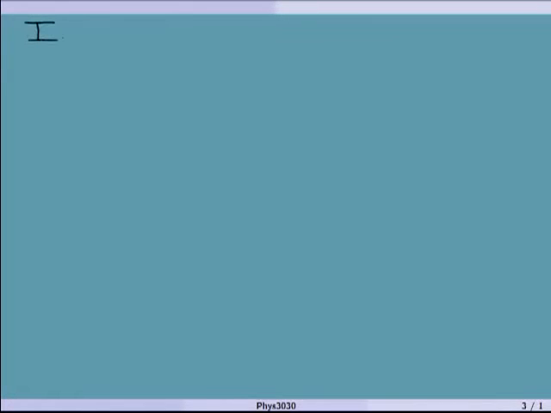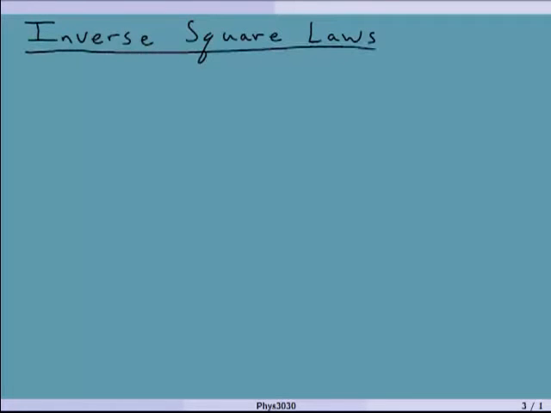So we're going to start talking about inverse square laws. We talked a little bit in the last lecture about when something is inverse, you get the property that as something goes up, something else goes down. And for these laws, there's an easier way, I think, to think about it, at least to start with.